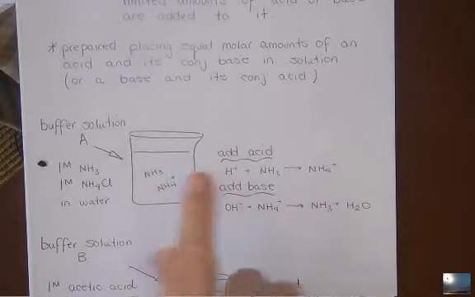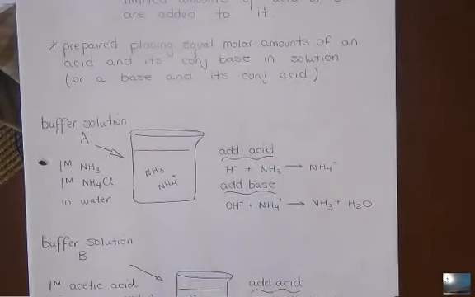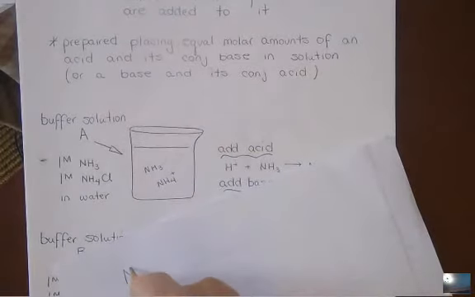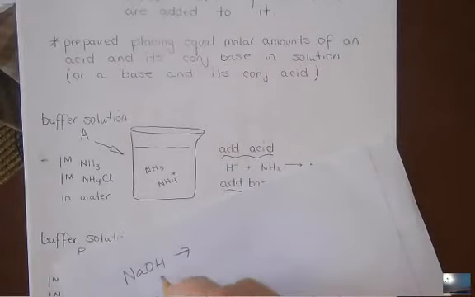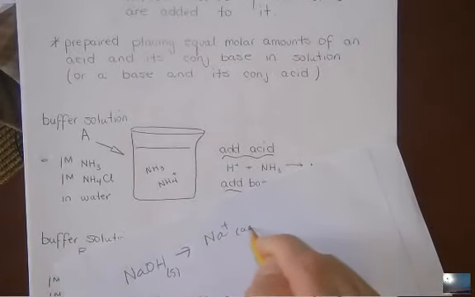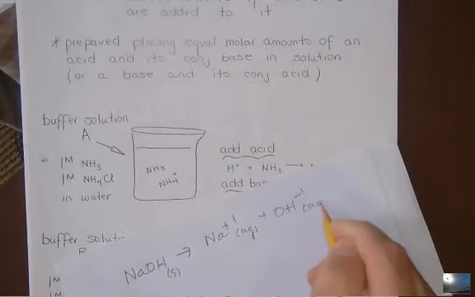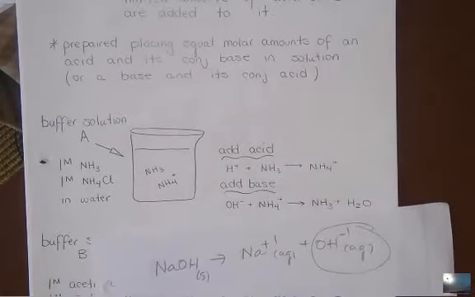Okay, what happens in a different situation? I have my buffer set up, I get another sample of it, and all of a sudden, I'm going to bring a different bad guy in. I'm going to bring the hydroxide ion in the form of sodium hydroxide, the strong base. As soon as sodium hydroxide dissolves, it makes sodium ions and hydroxide ions. Who cares about the sodium ions? They don't do anything. It's these guys that are very dangerous.